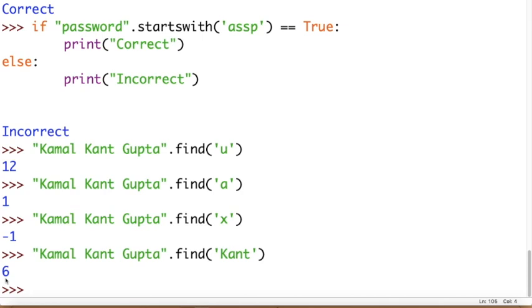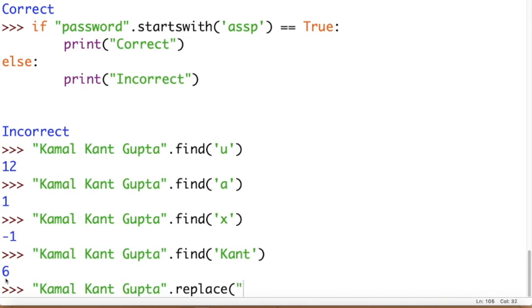Now let us go to the next function in the series, and that is replace, right? Find and replace are very much complementary to each other. So let us take Kamal Kant Gupta, and let us use replace. And here in this replace, we have to pass two parameters or two arguments. The first argument is that character or group of characters which we want to replace, and the second parameter is the letters by which we want to replace the first group of characters.